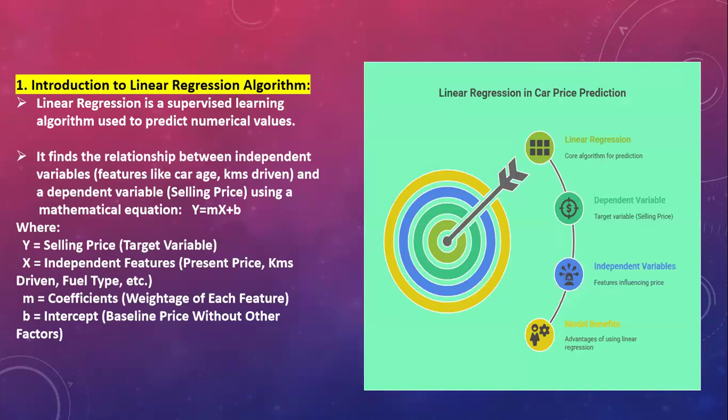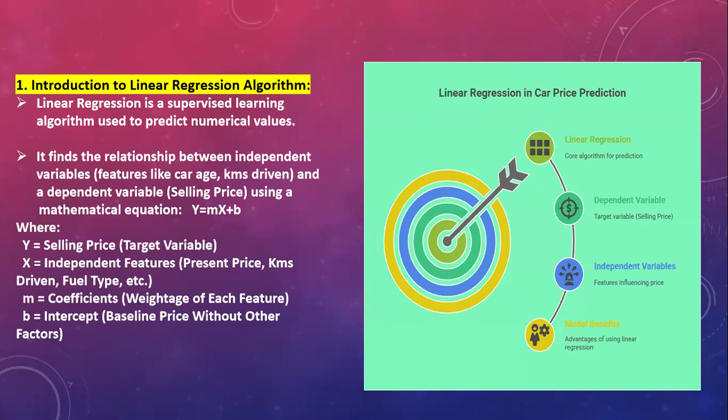Here is the introduction to the linear regression algorithm. Linear regression is a supervised learning algorithm used to predict numerical values. Supervised learning means that whatever data we have, both the label and the features are included. It is used mainly to predict numerical values for use cases like car price and house price prediction.